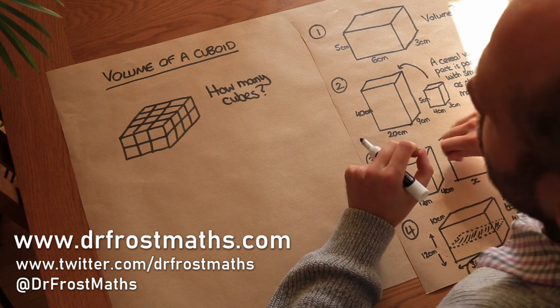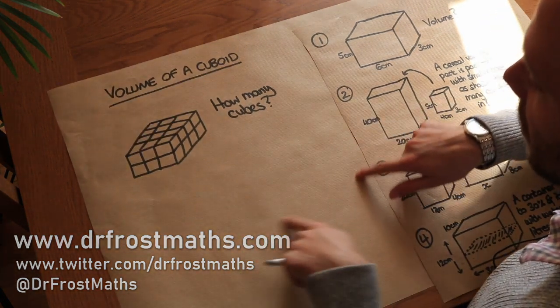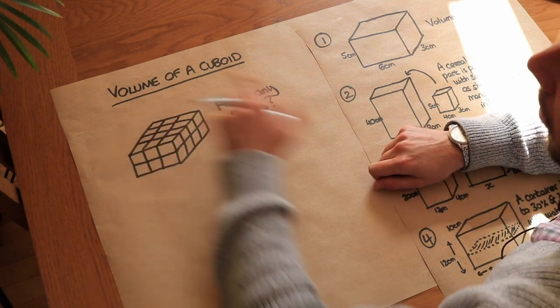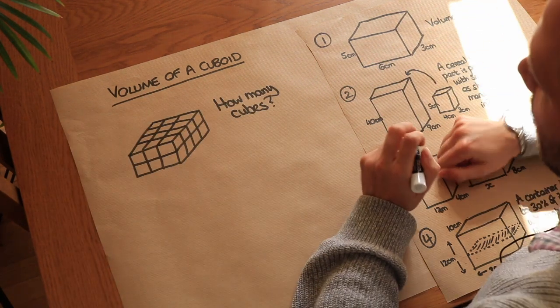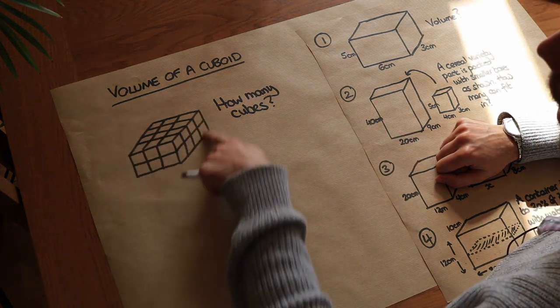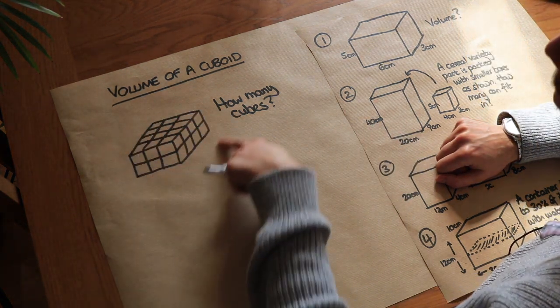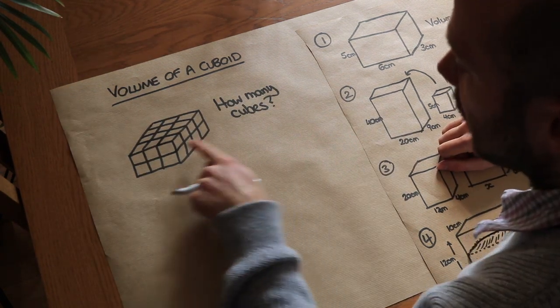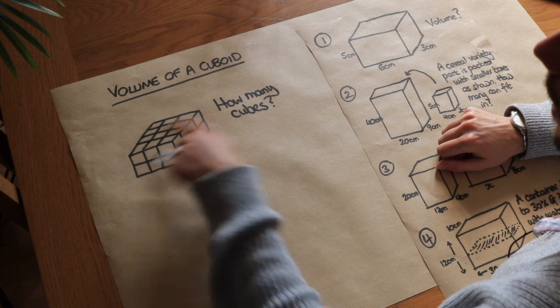Now we know that area means how much space something takes up in 2D, and similarly in 3 dimensions the volume of something is how much space it takes up in 3 dimensions. So we might be curious to know how much space this cuboid takes up in 3D space. And one simple way we might do that is to count up the number of cubes that it takes up.